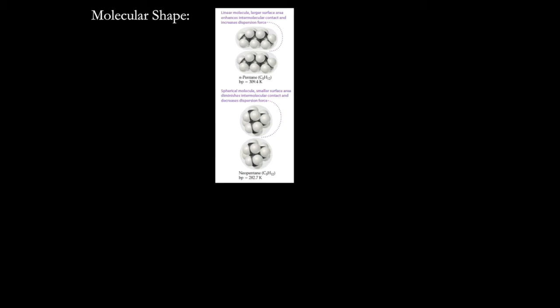So the easiest one to determine is to compare mass. However, if you're given the shapes of two molecules and asked to compare, just identify which has a larger surface area, and that will be the one that has stronger London dispersion forces.